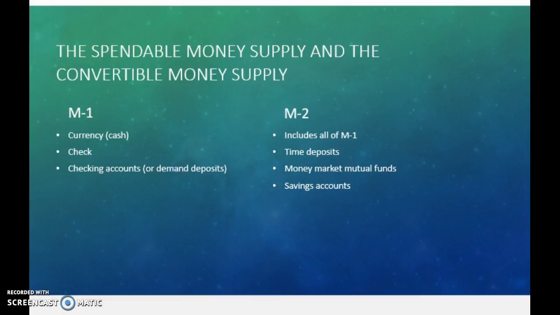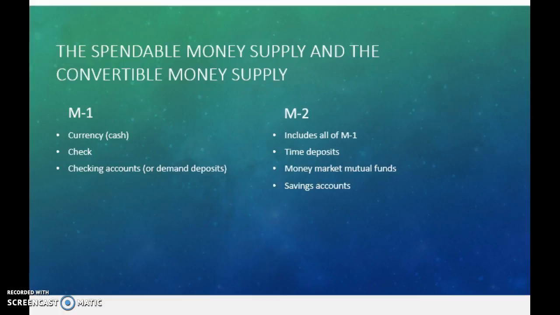M2 is another measure of money supply used by businesses and government agencies. M2 includes M1 as well as time deposits, money market mutual funds, and savings accounts. A time deposit, such as a certificate of deposit, has a fixed term, is intended to be held into maturity, cannot be transferred by check, and pays higher interest rates than checking accounts.